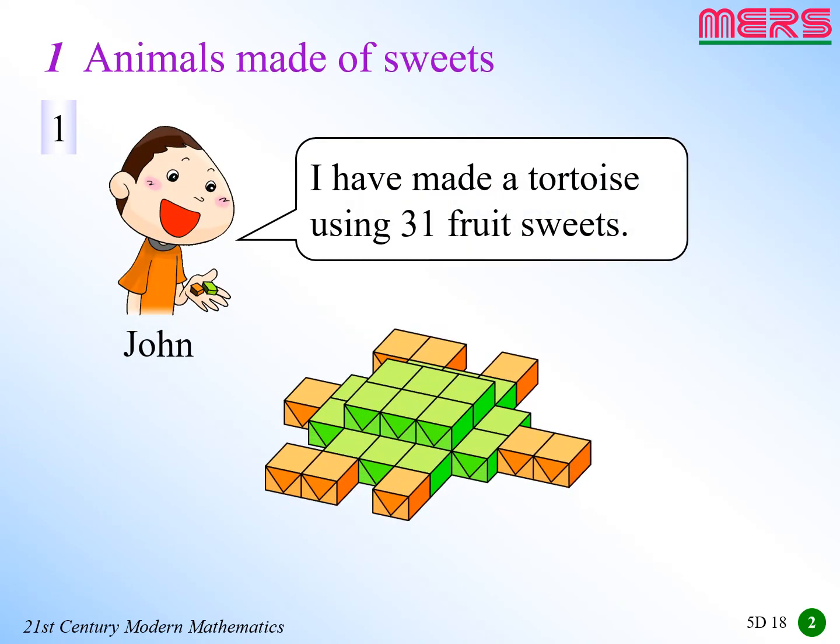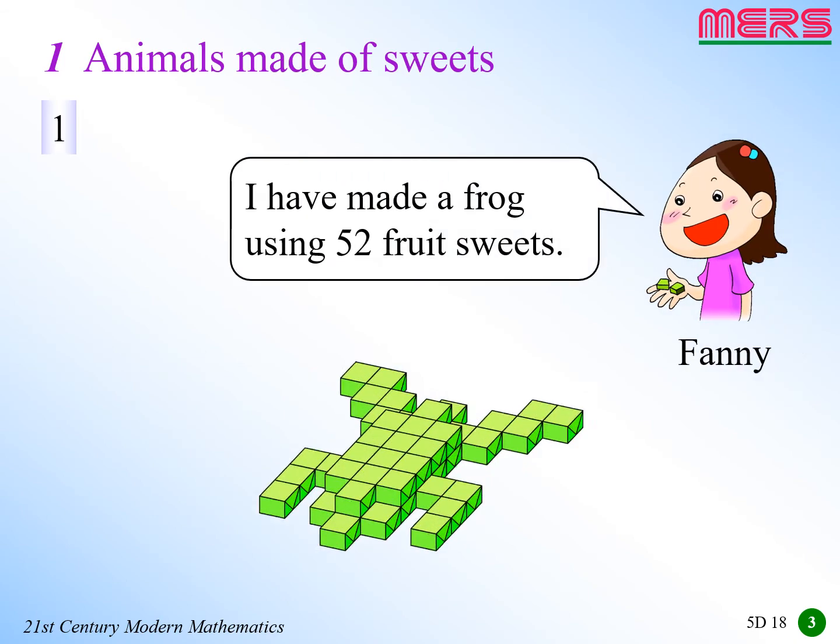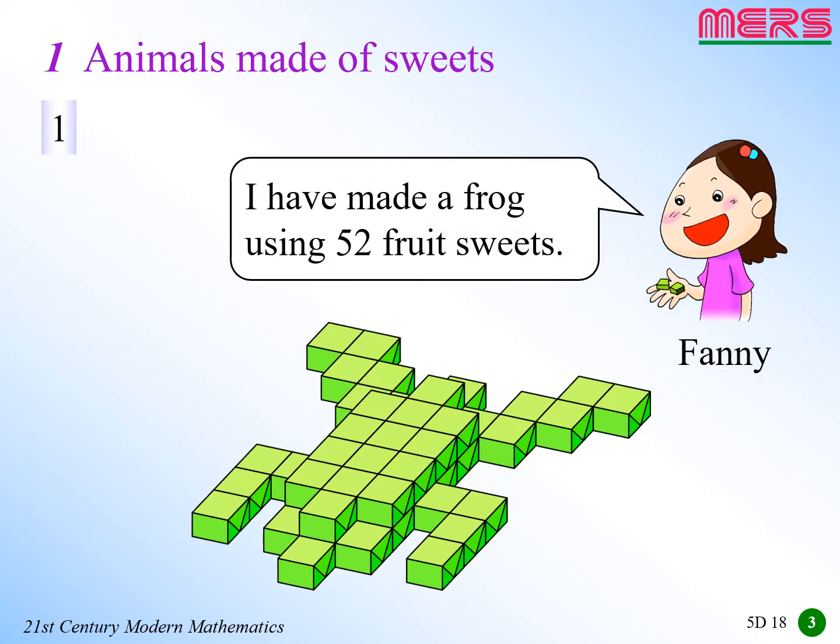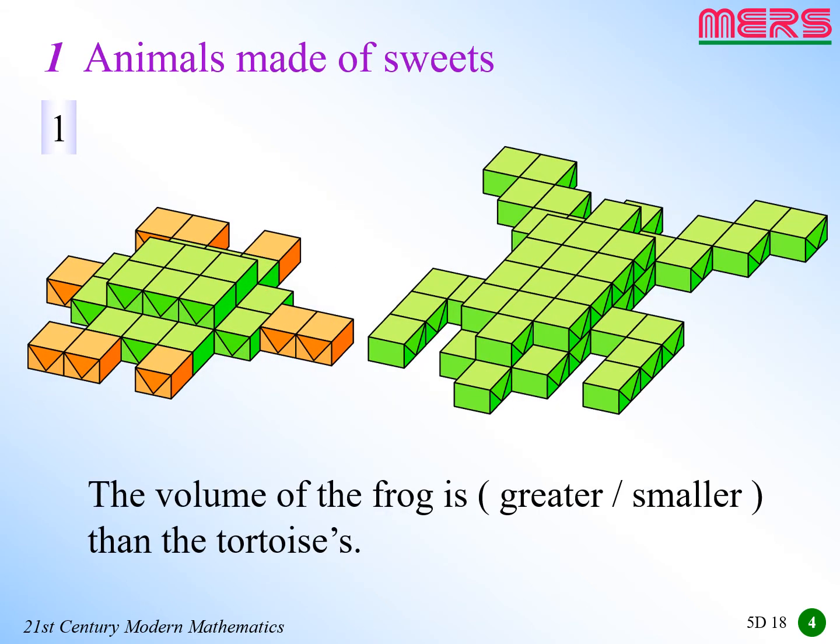John and Fanny made some small animals using fruit sweets. John made a tortoise using 31 fruit sweets. Fanny made a frog using 52 fruit sweets. Which animal they made is larger? Of course, the frog is larger because it used 52 fruit sweets to make the model.